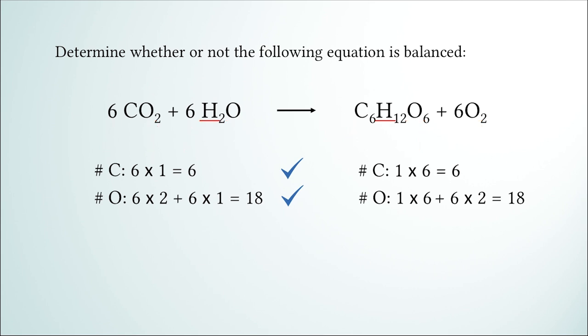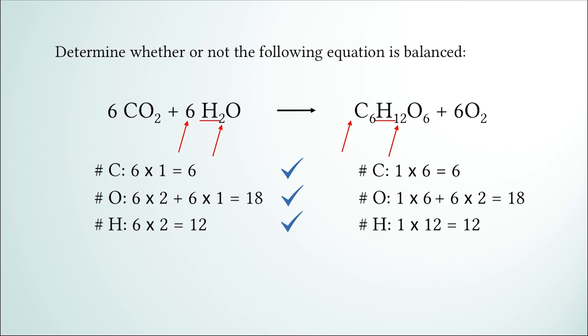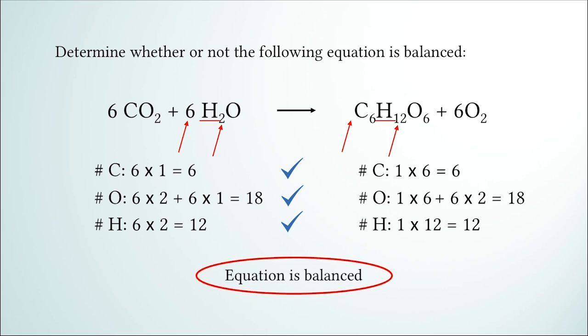Finally, hydrogen. We have 6 molecules of H2O times 2 hydrogen atoms in each molecule for a total of 12 hydrogen atoms on the reactant side. We have 1 molecule of glucose times 12 hydrogen atoms in each molecule for a total of 12 hydrogen atoms on the product side. The equation is balanced with respect to hydrogen. Because all the atoms are balanced, we can say that this is a balanced chemical equation.